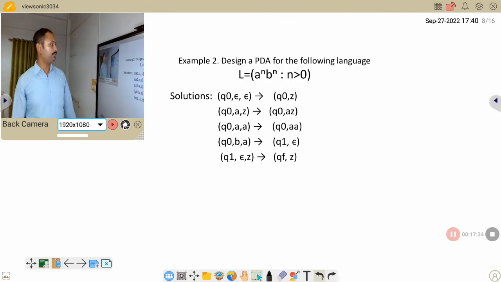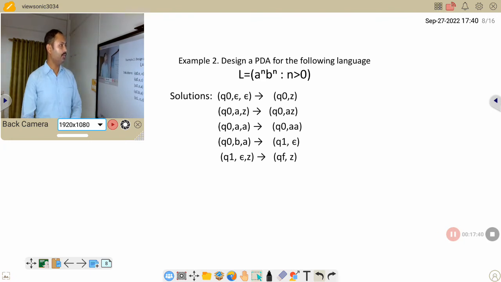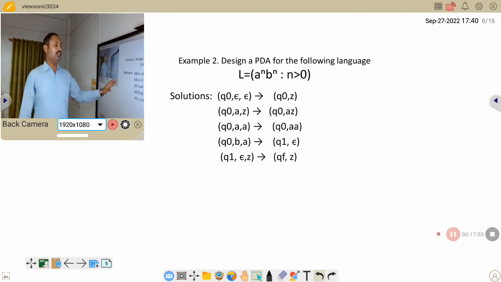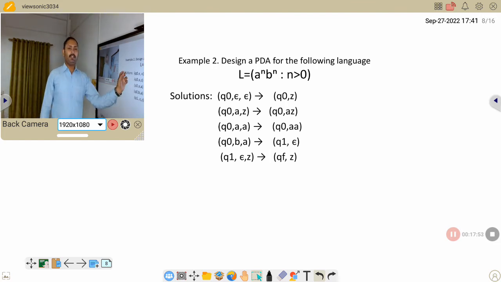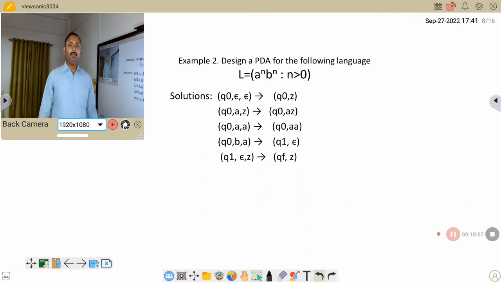This is another problem. Example 2 says design a pushdown automata for the language a to the power n, b to the power n, where n is always greater than 0. We have seen that deterministic finite automata cannot accept these types of strings. By using the pumping lemma we can prove that. But pushdown automata can accept these types of strings. How? a to the power n, b to the power n means the number of A and the number of B are always equal.